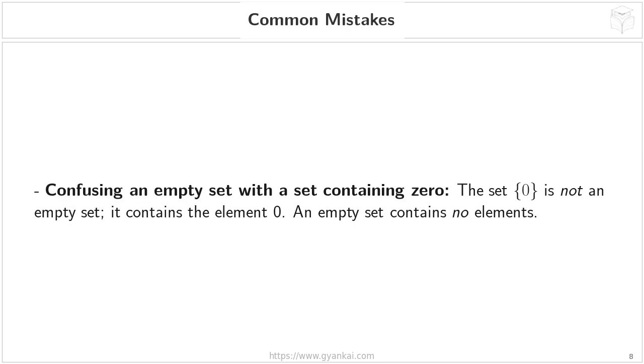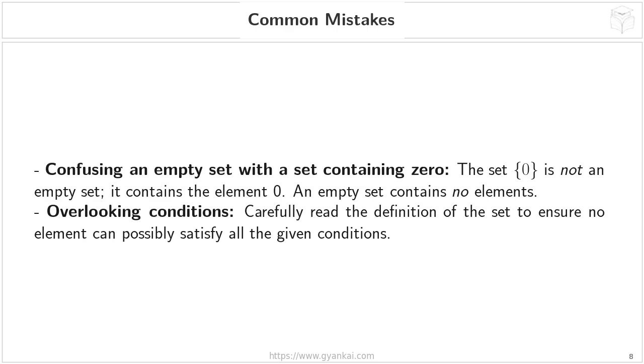Common mistakes. Remember, an empty set, which we represent as either the empty symbol or curly braces with nothing inside, means there is absolutely nothing within the set. It's not the same as a set that contains the number 0. The set containing 0, written as a curly brace with 0 inside, does have one element, the number 0. So, the empty set and the set containing 0 are completely different things. Don't fall into the trap of thinking they're interchangeable.